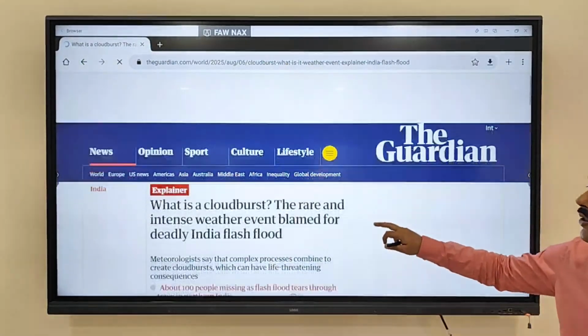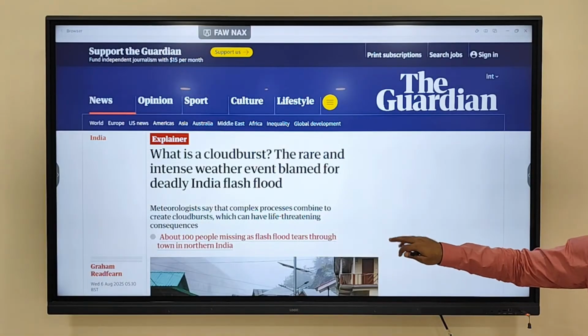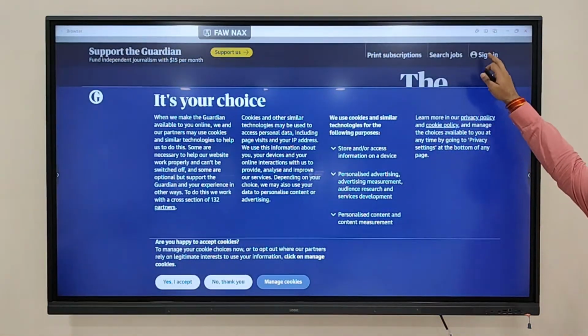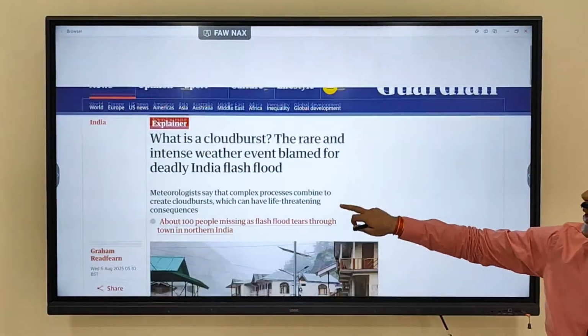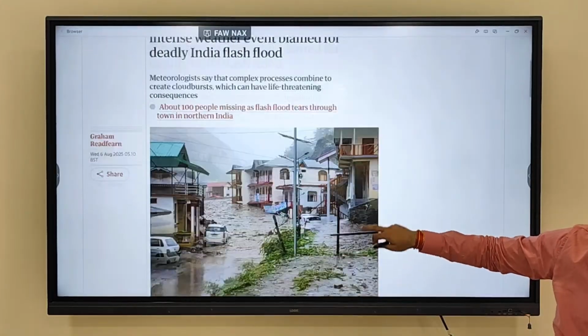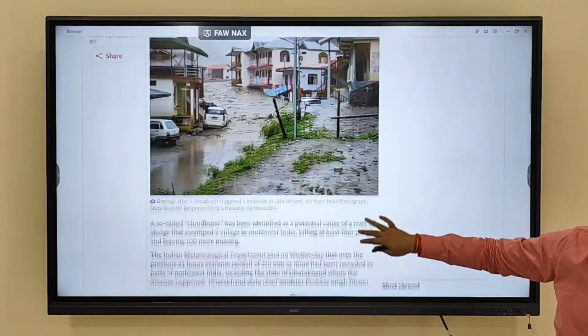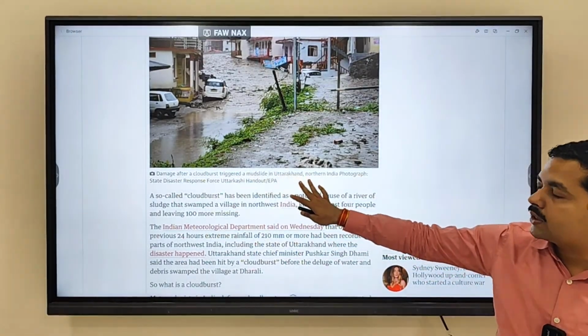You can see this news. What is cloud burst? The rare and intense weather event blamed for India's deadly flood. This is the cloud burst phenomenon that has been triggered in Uttarakhand.